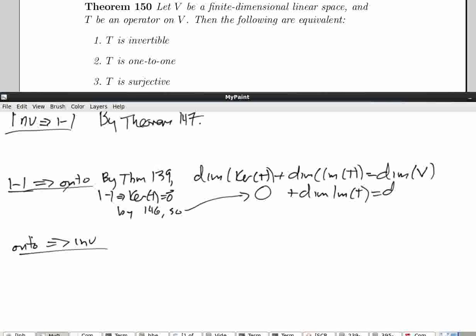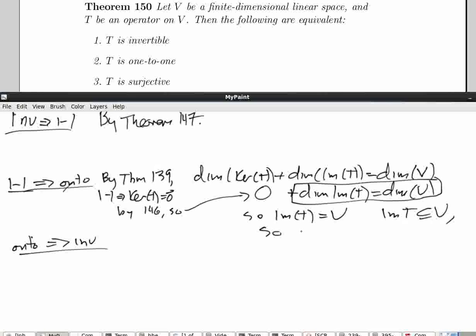So in other words, what I know is that the dimension of the image is equal to the dimension of the entire thing V. So that means that the image of T equals V because they have the same dimension, so they're going to be isomorphic. And since the image of T is a subset of V, we have that the image of T equals V, so it's onto. That's what onto means. It means that the image is everything. So finally, for onto, we're done with that. If it's 1-1, we automatically get that it's onto.